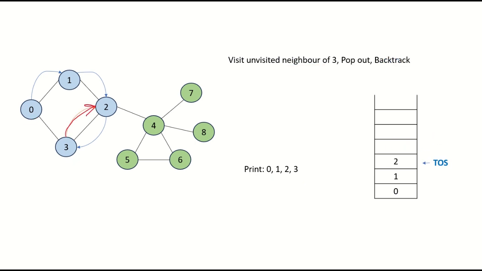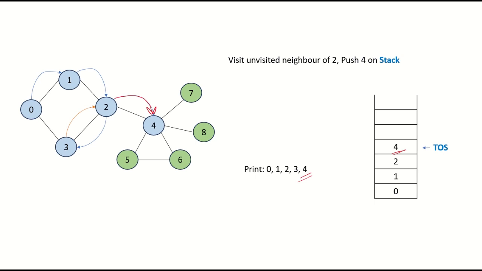So we do a backtrack, and now we have reached 2, which was from where we started before we came to 3. Now again from 2, we will check its unvisited neighbors. Let's check the unvisited neighbor. It is 4. So from 2, we have moved to 4 and put it on the top of the stack, and also print it.